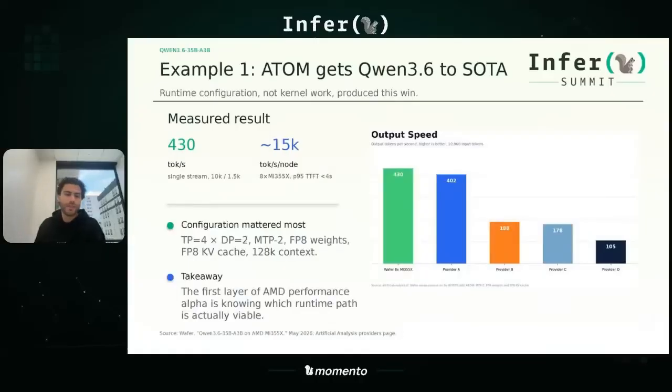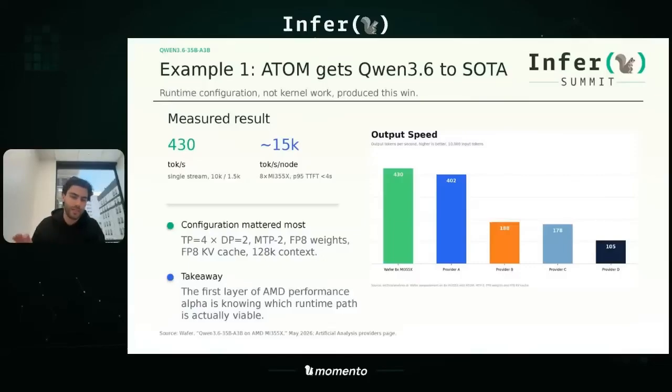So this is one of our first examples with Atom. We got Qwen 3.6 to state of the art, and for the graph that you see here, I didn't include the providers, but the common providers like Alibaba Cloud, like Base 10, like Fireworks.